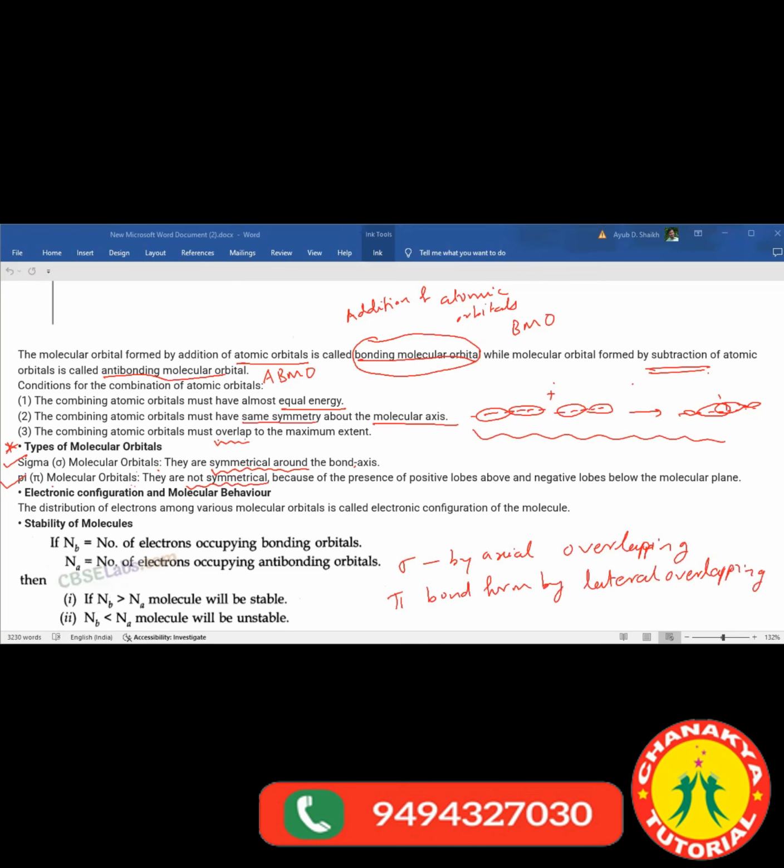Because of that, we can say sigma molecular orbitals are symmetrical in nature and pi molecular orbitals are non-symmetrical in nature, because of the presence of positive lobes above and negative lobes below the molecular plane. When it gets laterally overlapped, only then the pi bond is formed. Hence we said that the pi bond is weaker as compared to the sigma bond, because the sigma bond is formed due to axial overlapping and the pi bond is formed due to lateral overlapping. Then the next one, electronic configuration and molecular behavior, that we have to see.